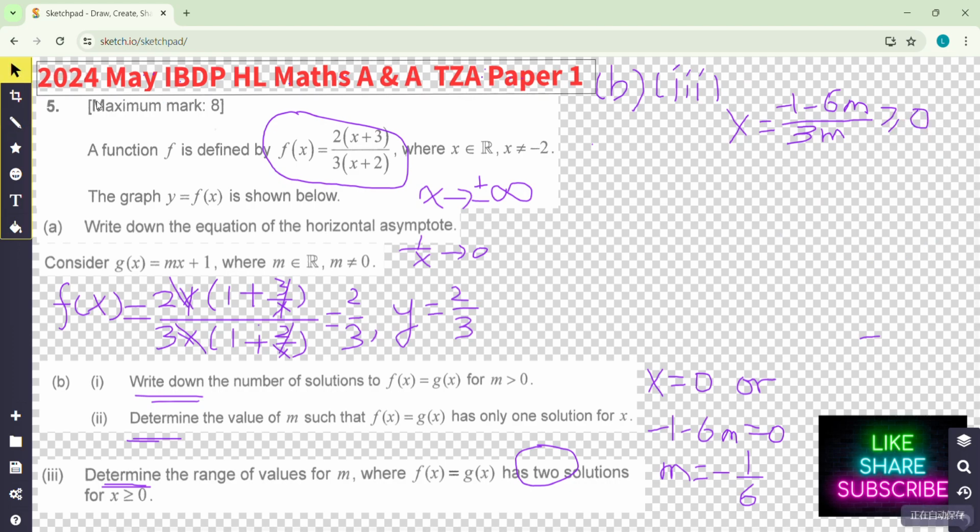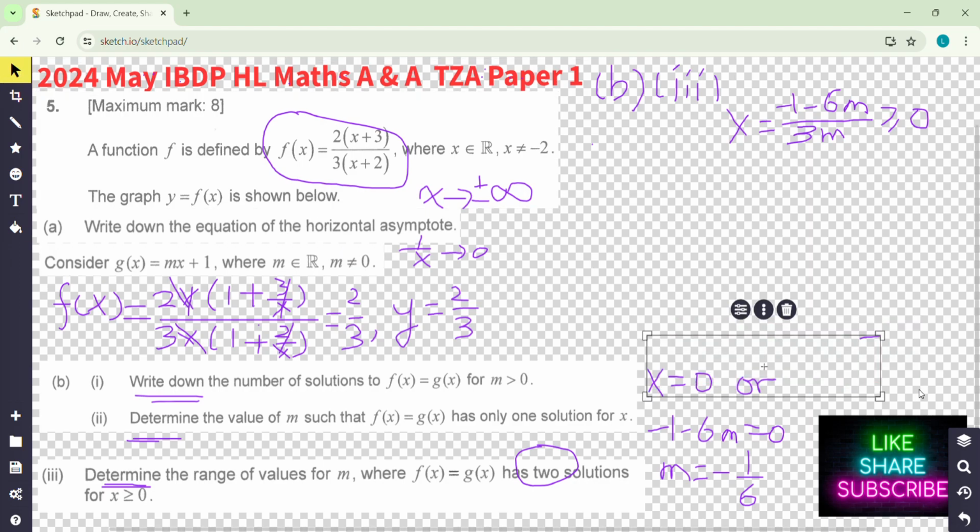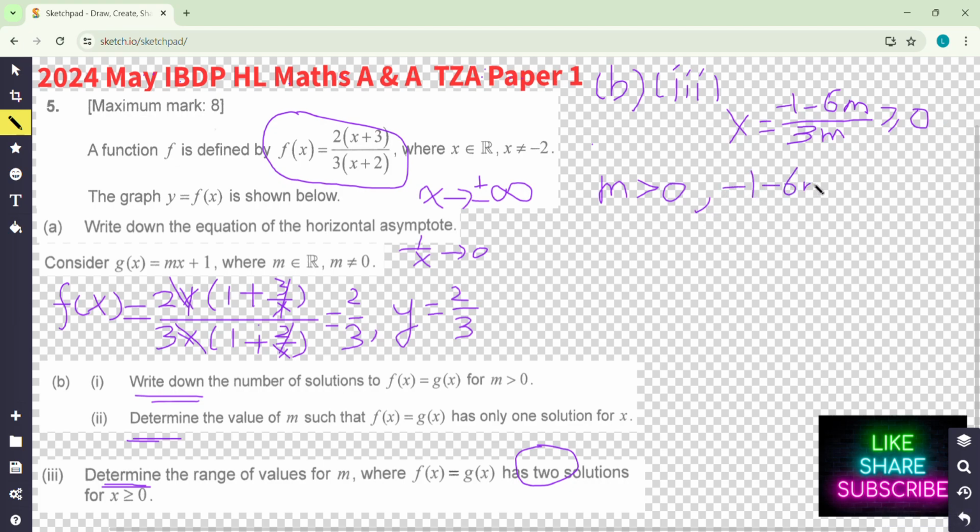So we have to consider two scenarios because m is never 0. You have to consider m larger than 0 or m smaller than 0. See which one works. Okay, so consider m larger than 0. So this is larger than 0. Move to the right hand side, no change. Okay, so minus 1 minus 6m is larger than or equal to 0. And then move this, so negative 1 larger than or equal to 6m. So m is smaller than or equal to negative 1 over 6. Contradiction. You said m is larger than 0. So contradiction, so this one is rejected or impossible.